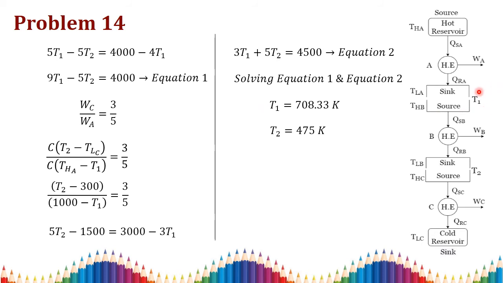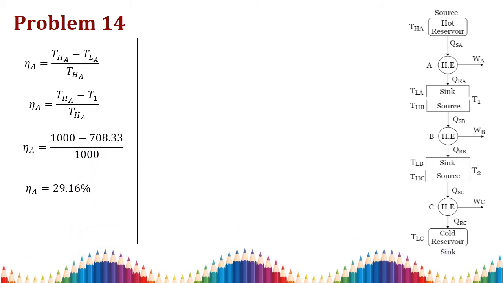So the temperature T1 is 708.33 Kelvin and T2 is 475 Kelvin. Next, we need to find the efficiency of each engine. The first engine's efficiency will be THA minus TLA divided by THA, where TLA is equal to T1, the intermediate temperature we already found, 708.33 Kelvin. Substituting those values, the efficiency of heat engine A will be 29.16%.